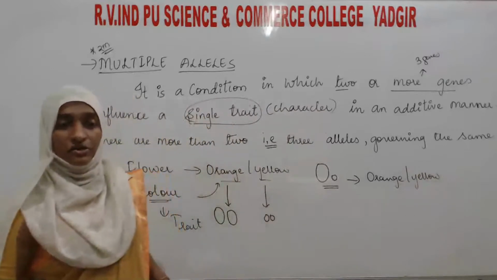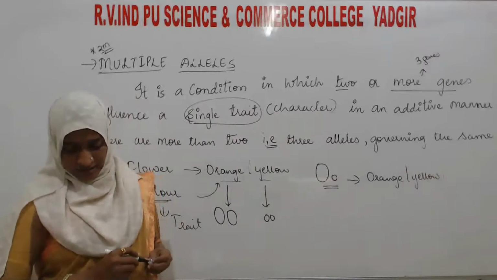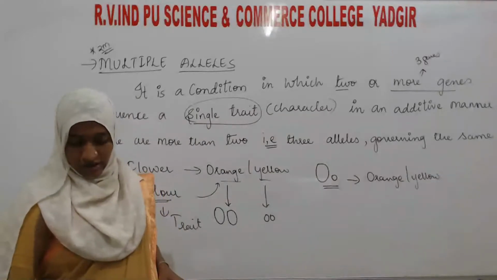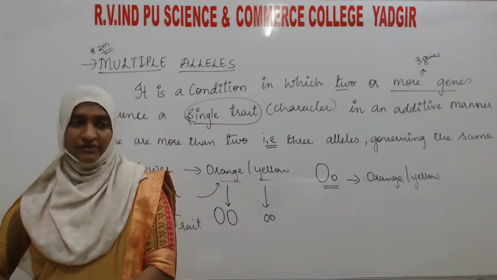That means more than 2 alleles are responsible for a single character. This is about multiple alleles. The next topic is inheritance of 2 genes, which will be seen here.